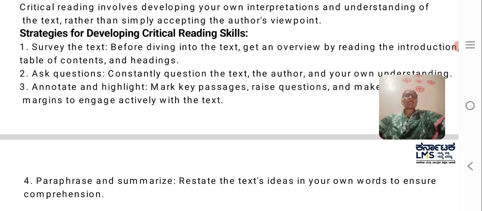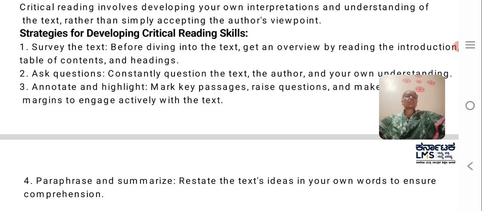Sometimes you have to consider alternative interpretations. Are there other possible ways to interpret the information presented in the text? How does the text relate to your own knowledge and experience? Does your personal experience support or contradict the claim made in the text? For example, when reading a historical document, a critical reader might consider different perspectives on the events described, including those of marginalized groups who may have been excluded from the historical narrative.